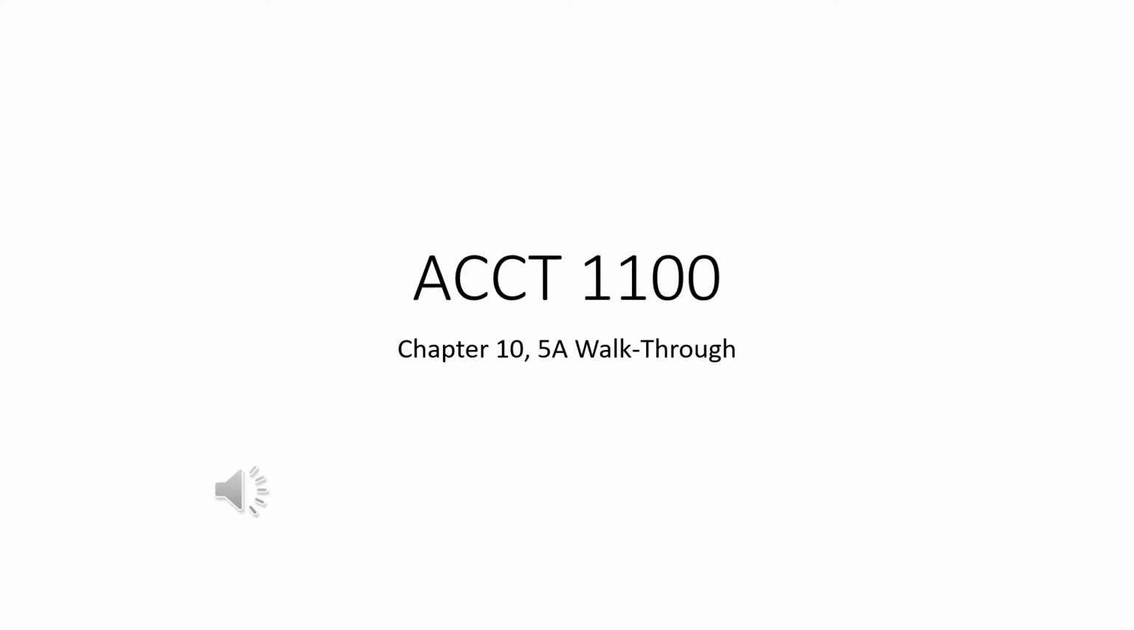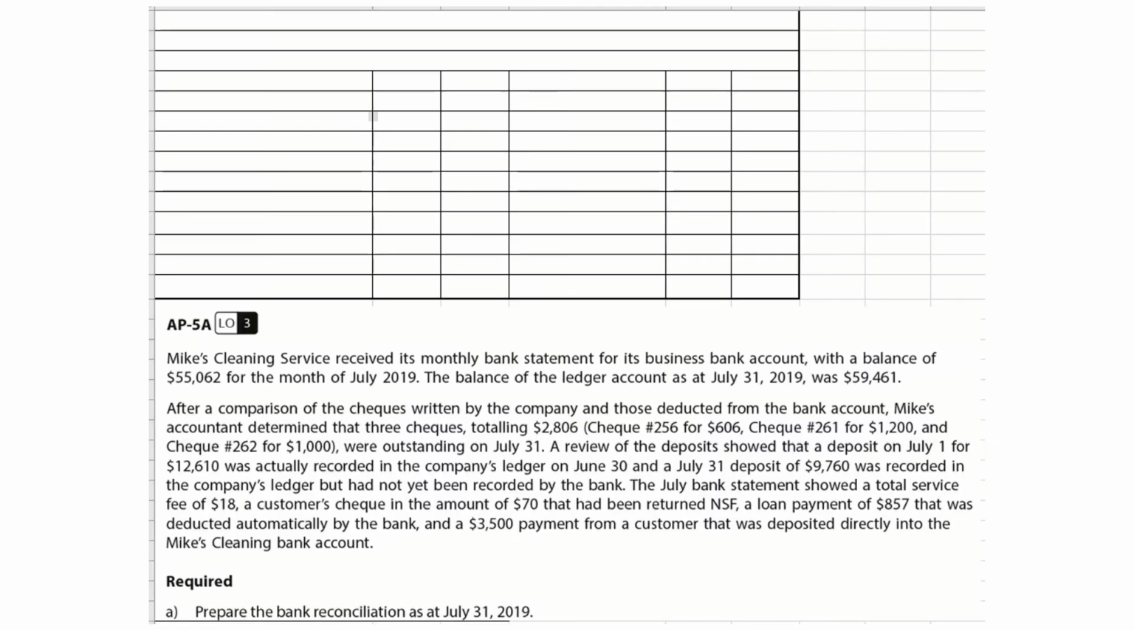Chapter 10, Question 5a, Bank Reconciliations. In this question, we've got a company called Mike's Cleaning Service. They received a monthly bank statement for its business account. It has a balance of $55,062, and their ledger account has a balance of $59,461.